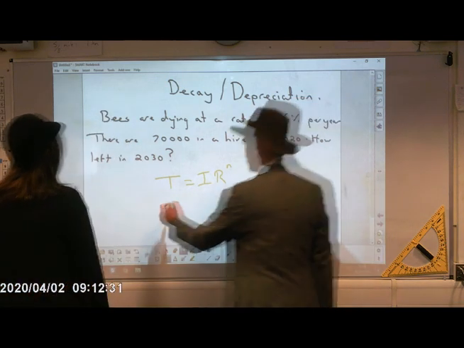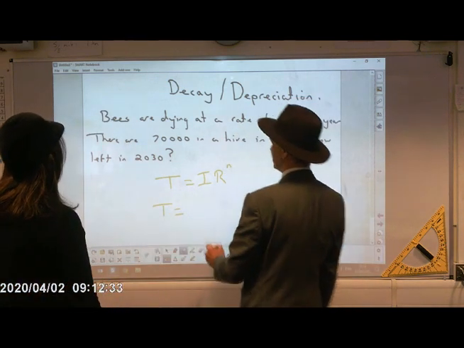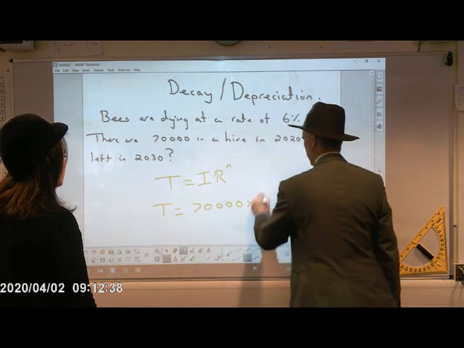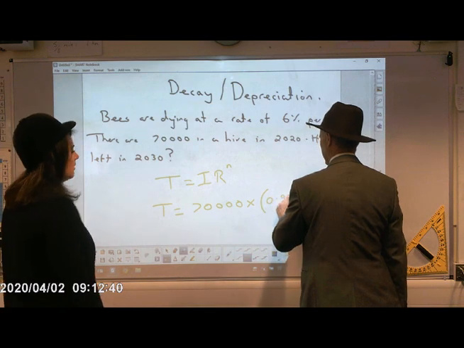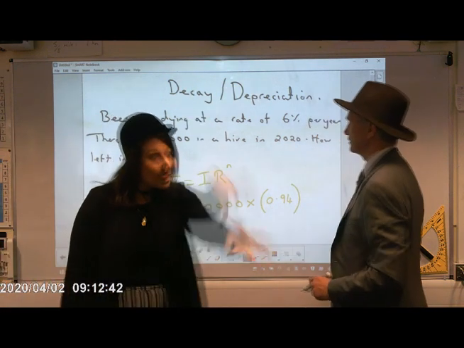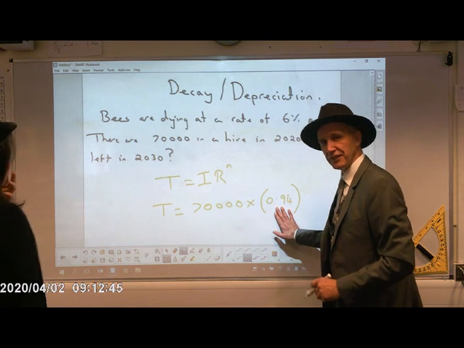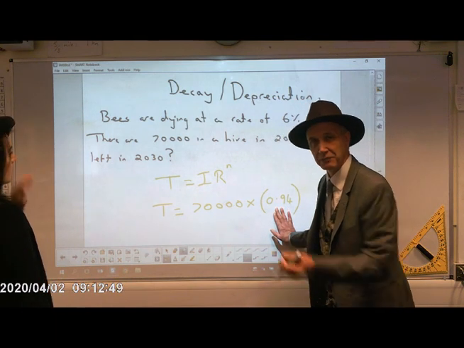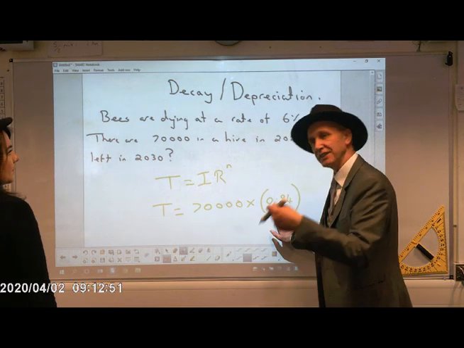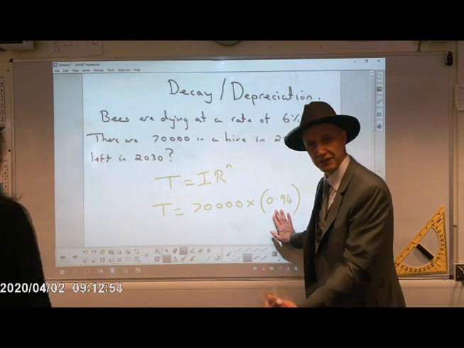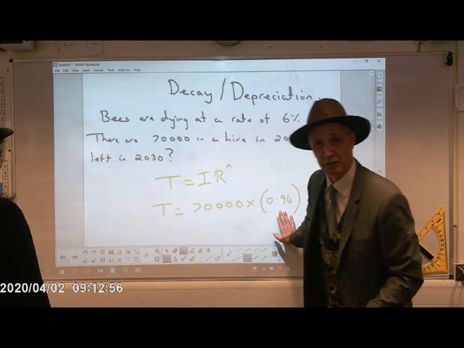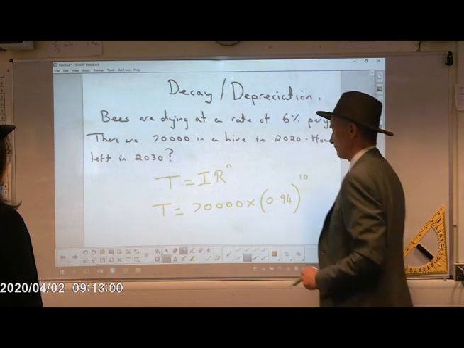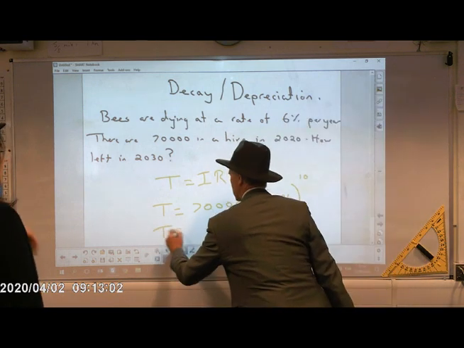So our total equals our initial, 70,000, times by our rate. Now we are timesing by 0.94, because we are decreasing, we are minusing the 6%. That is the important bit. This is the bit that everyone gets wrong, because they think it's going to be 1.06, but that would be a 6% increase. This is going below 100%, 94%, and that's how we write it. Number of years? 10, because we're going from 2020 to 2030. It hasn't said 10 years in the question, but it has assumed it.